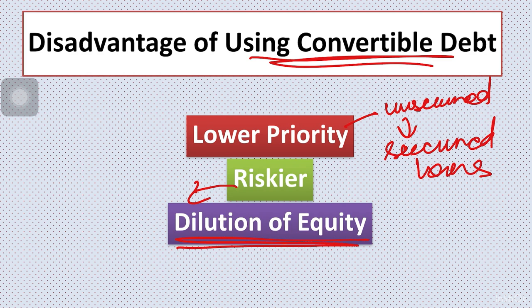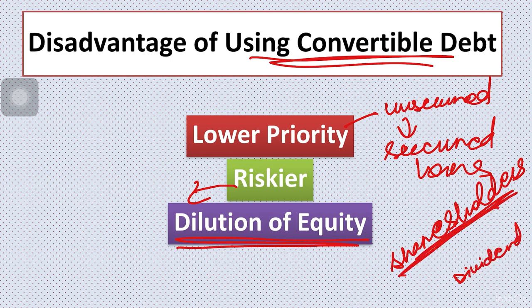And then there is dilution of the equity. Once the debenture holders convert the convertible debentures into equity, the shares will increase and shareholders will increase. What will happen if the company declares dividend? Lesser dividend will be given to each of the shareholders because now the number of shareholders has increased. So this might also affect the performance of the company.